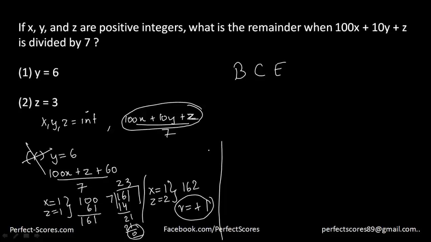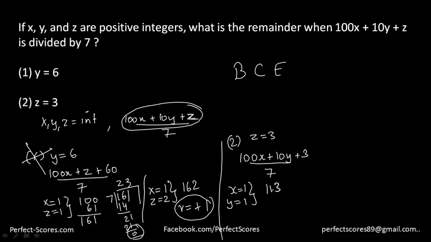Now, let's see the second statement. The second statement says that the value of z is equal to 3. That means it's going to become 100x plus 10y plus 3 divided by 7. Let's check that out. What do we get from here? Let's suppose x is equal to 1 and y is equal to 1, then this is going to be 100 plus 10 plus 3, which is 113. If I divide 113 by 7, I would get the remainder equal to 1, right?